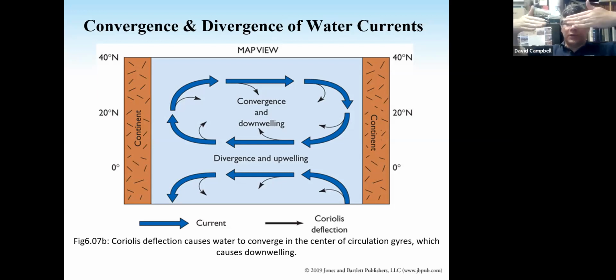If we have currents coming together, well, that's adding extra water to a place. Extra water, that'll tend to have sinking, downwelling, where there is convergence.